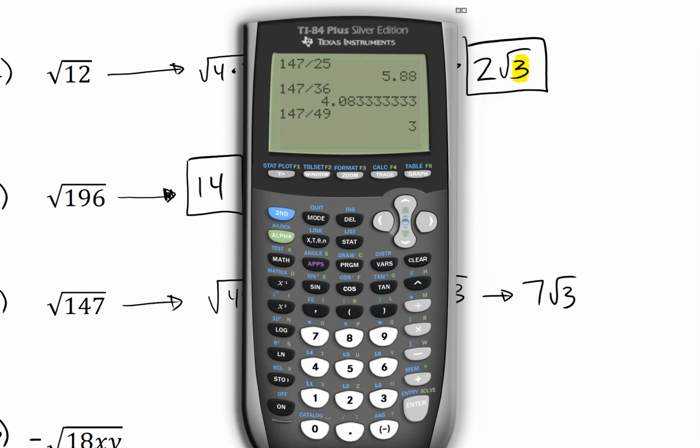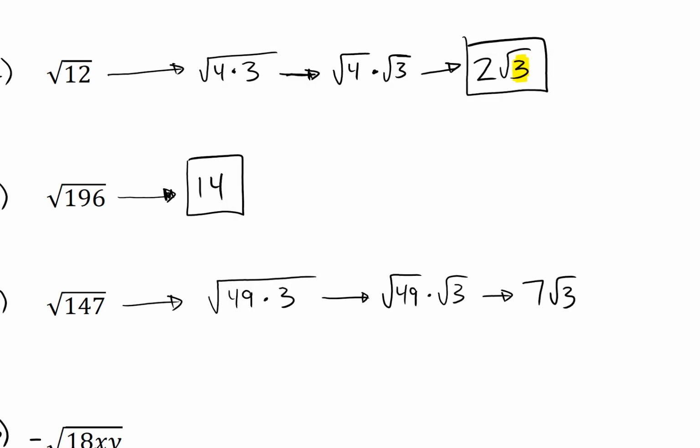And again, I'm going to check this. I did the square root of 147 earlier, didn't I? Yeah, the square root of 147 was 12.12, etc. So I'm just going to compare that with 7 times the square root of 3, and that gives me exactly the same thing. So this is the simplified radical form of 147.